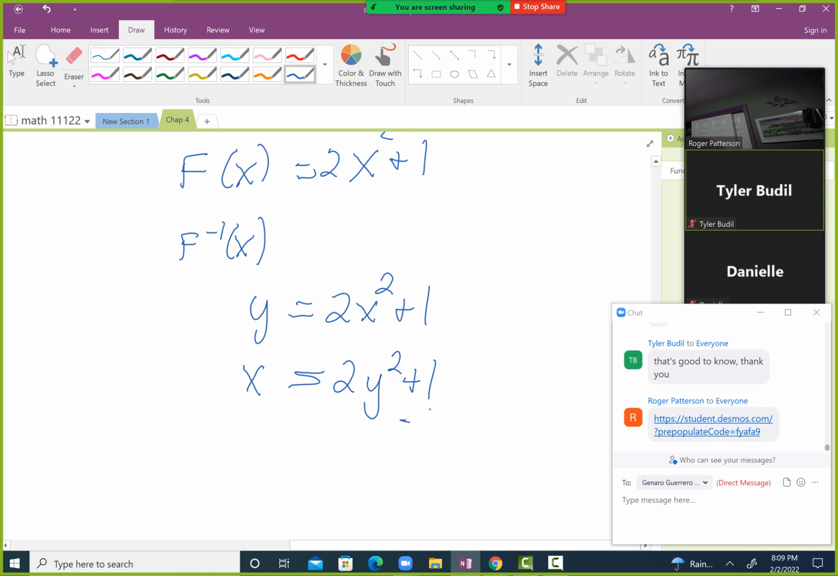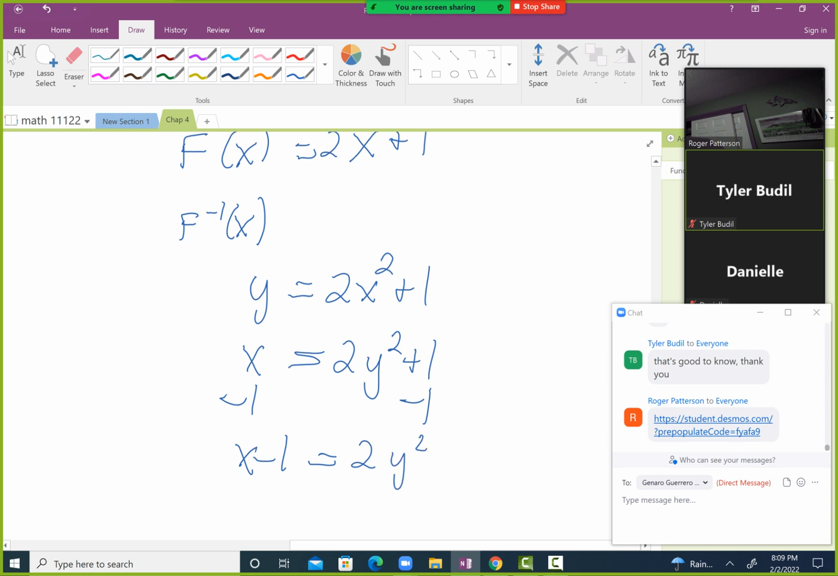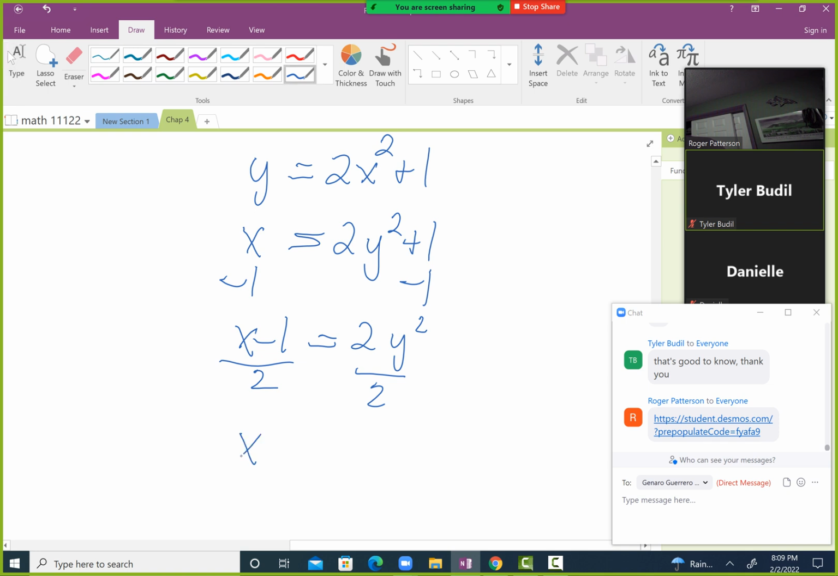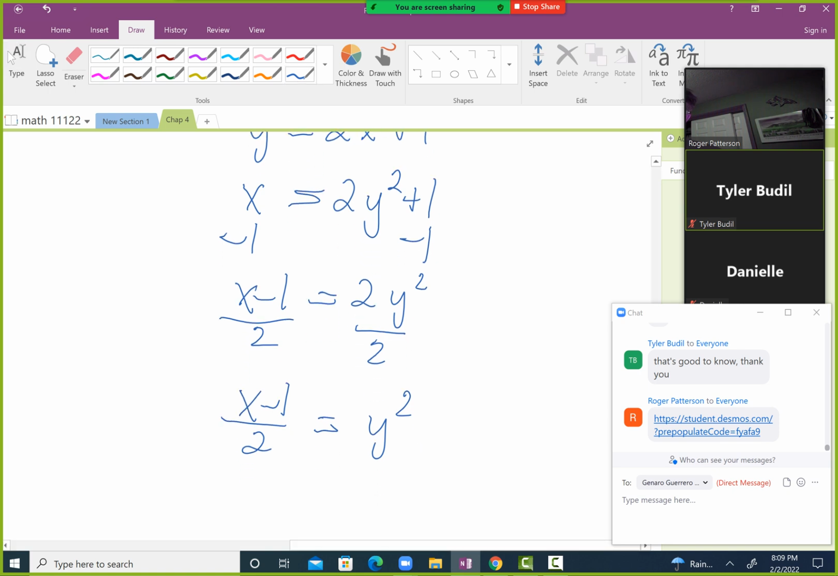Solve for y. We move that over there. We get x minus 1 equals 2y squared. Divide by 2. Divide by 2. Almost there. X minus 1 divided by 2 is equal to y squared. Now, we got to get y. We don't want y squared. What do we do to both sides to get rid of the y squared? Square root it. Yep.